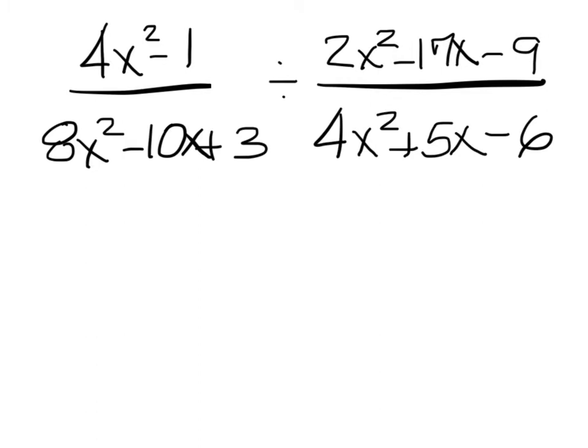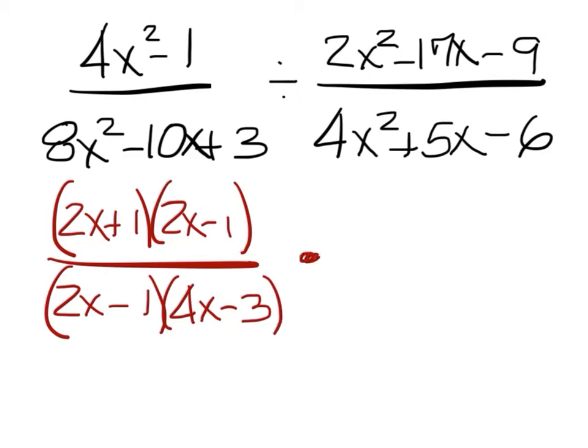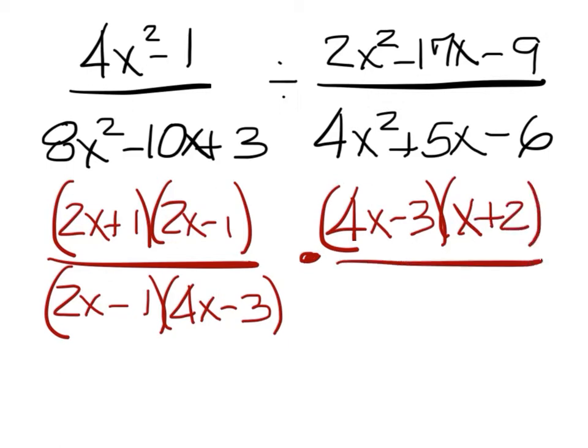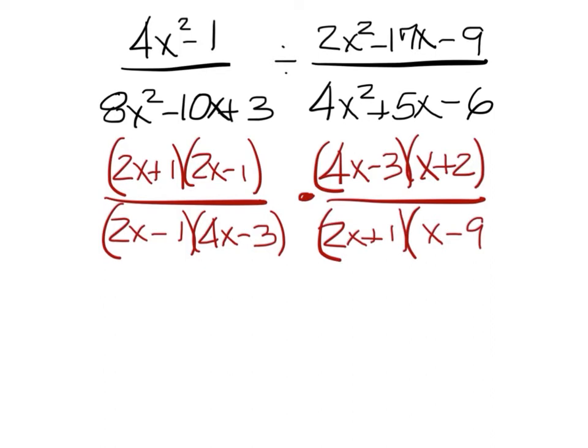For this practice problem, here is how this breaks up. It should be 2x plus 1 and then 2x minus 1. On the bottom you'll have 2x minus 1 and then 4x minus 3. We're going to go ahead and multiply and flip the second fraction. Do this all at once. You have 4x minus 3 and then x plus 2 on the top, and then on the bottom you'll have 2x plus 1 and then x minus 9. The only reason I'm skipping that step is in the interest of time.